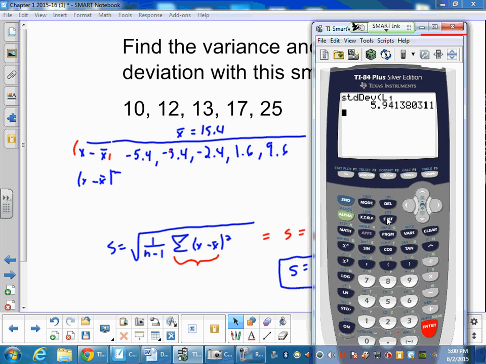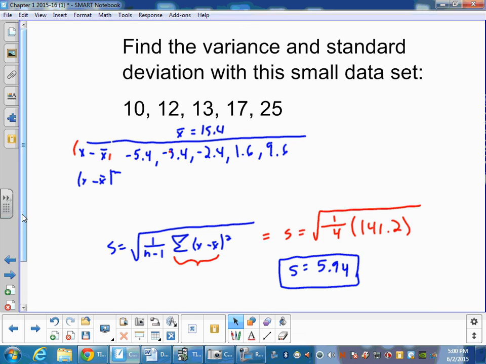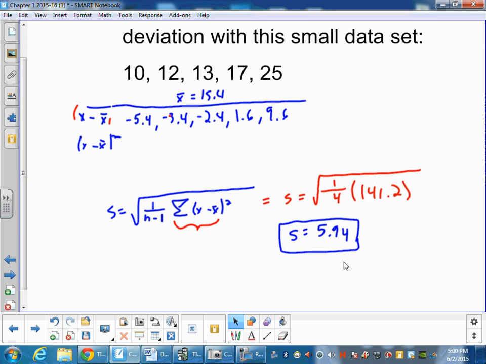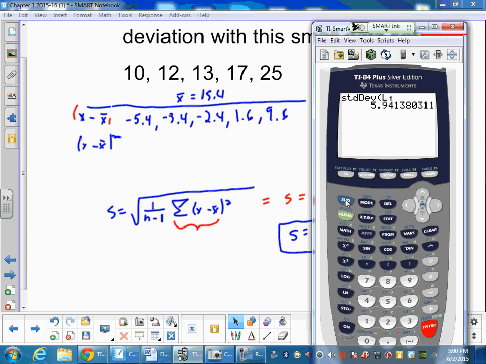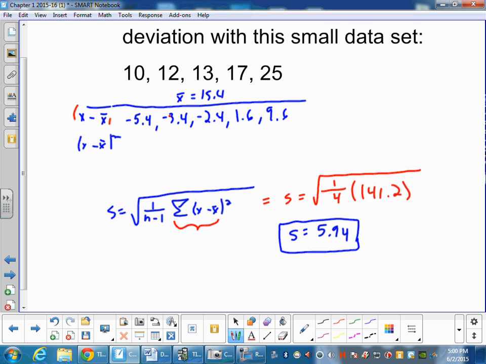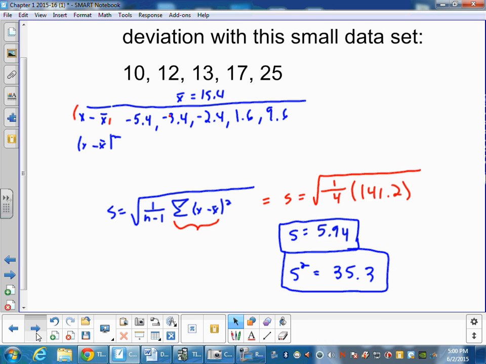If we wanted to do variance, variance is just the standard deviation squared. So we can either square that, or we can hit second stat, go down to math, and number 8 is variance. So the variance of L1 is 35.3. So we would just write that s squared equals 35.3. So it's good to know how to find both standard deviation and variance.